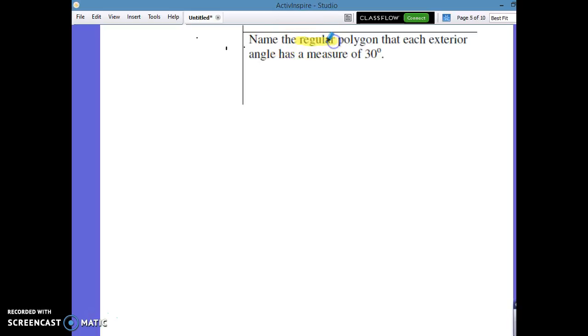Regular, very important. Anything else? Yes, Tanaya. Exterior, also very, very important. Anything else? Yes? Measure of 30.